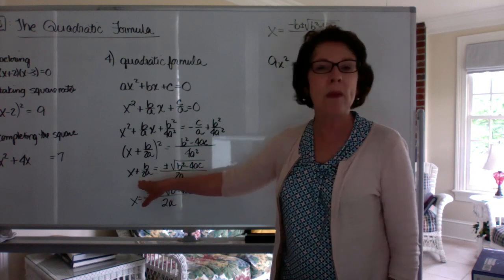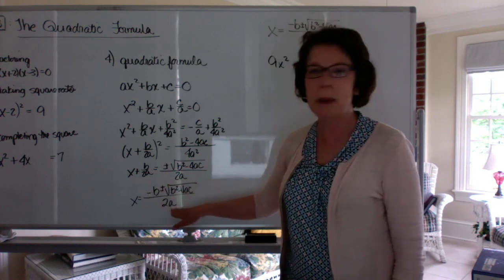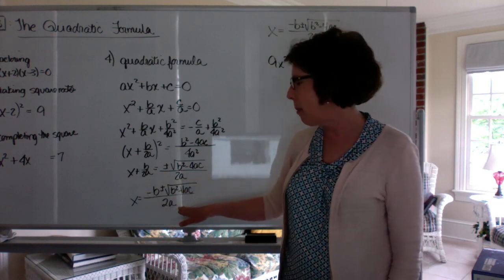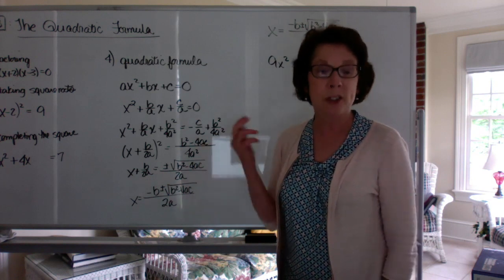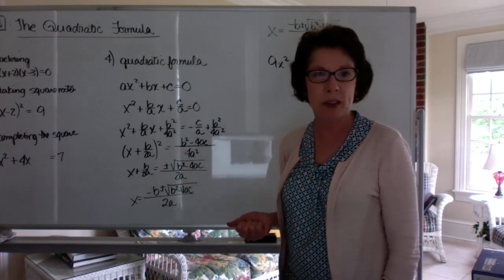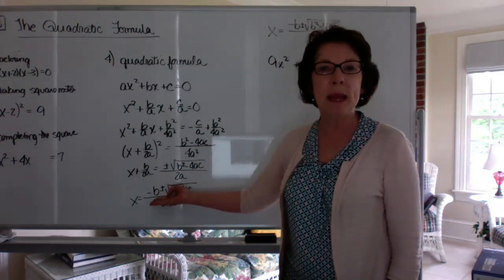Last step, just bring this positive b over 2a to the other side, and I get a negative b over 2a, and they have the same denominator, so I just created one numerator over one denominator. And what do I have? What is x equal to? Ta-da! The quadratic formula. Negative b.